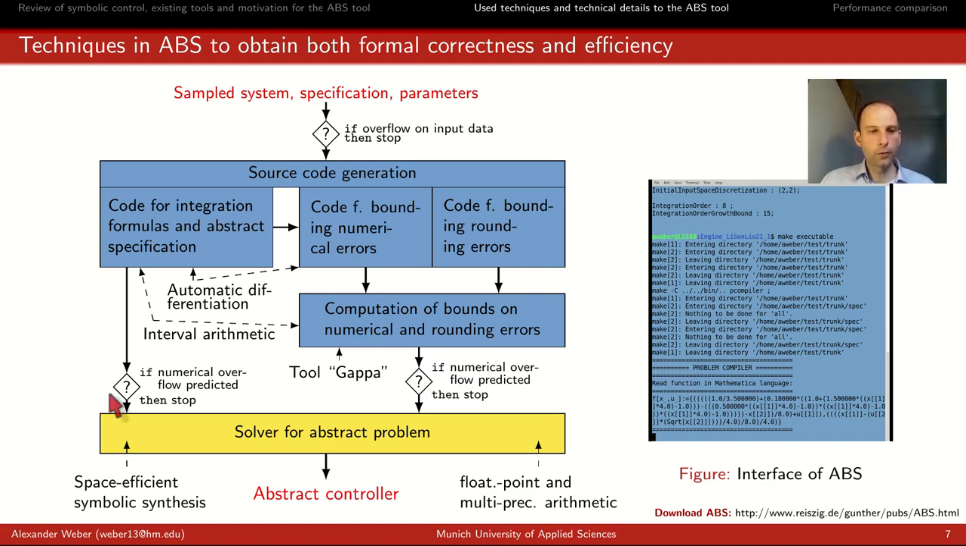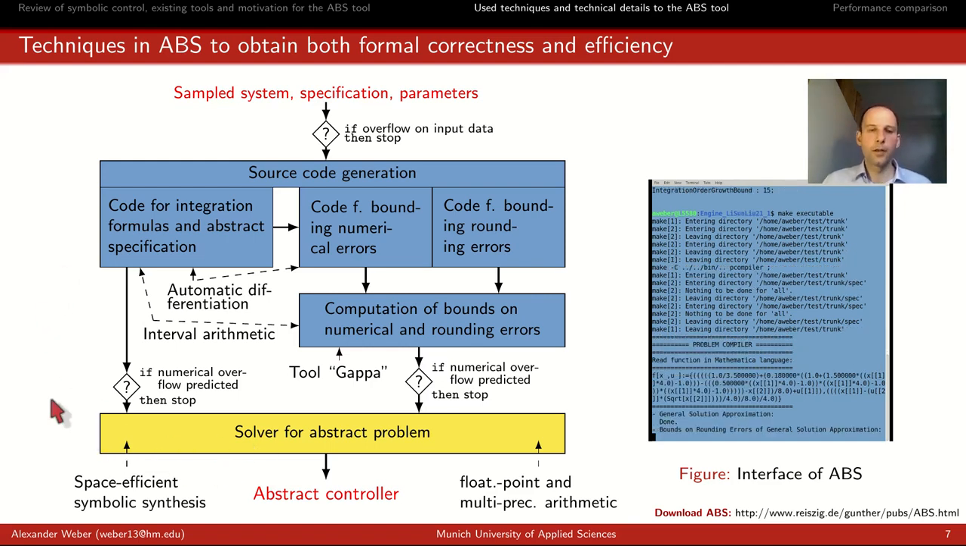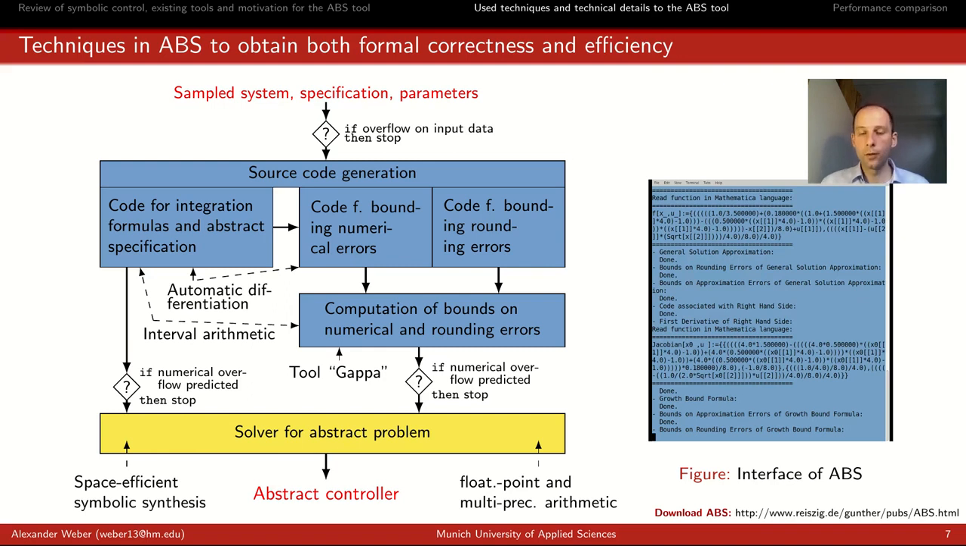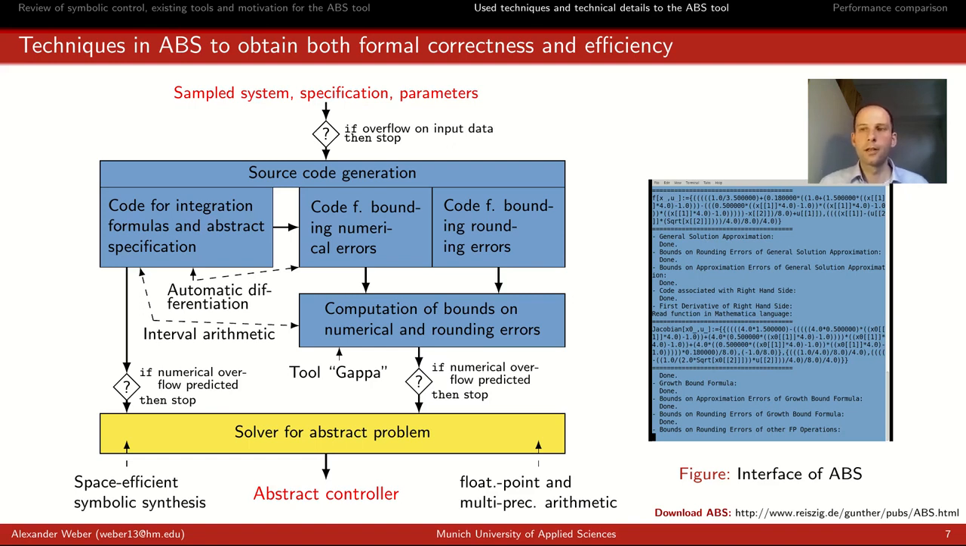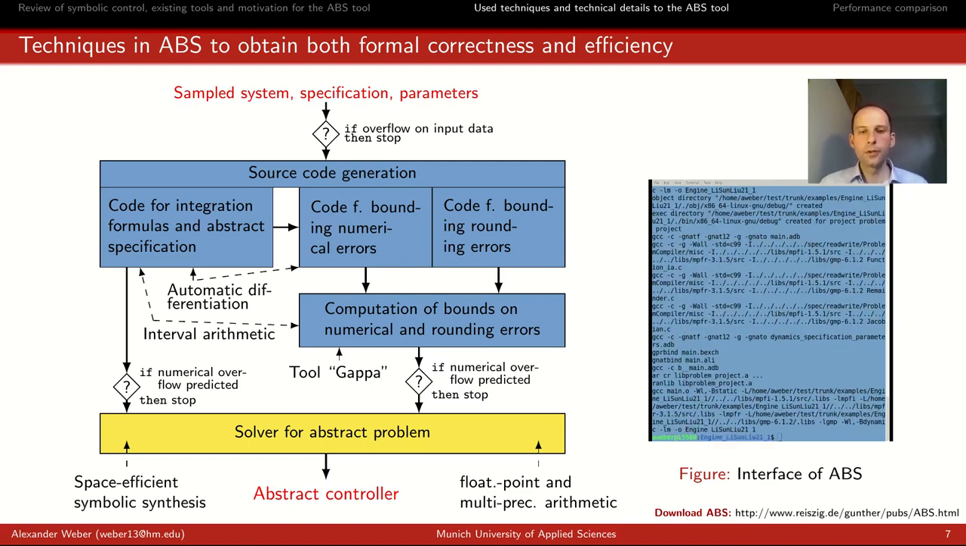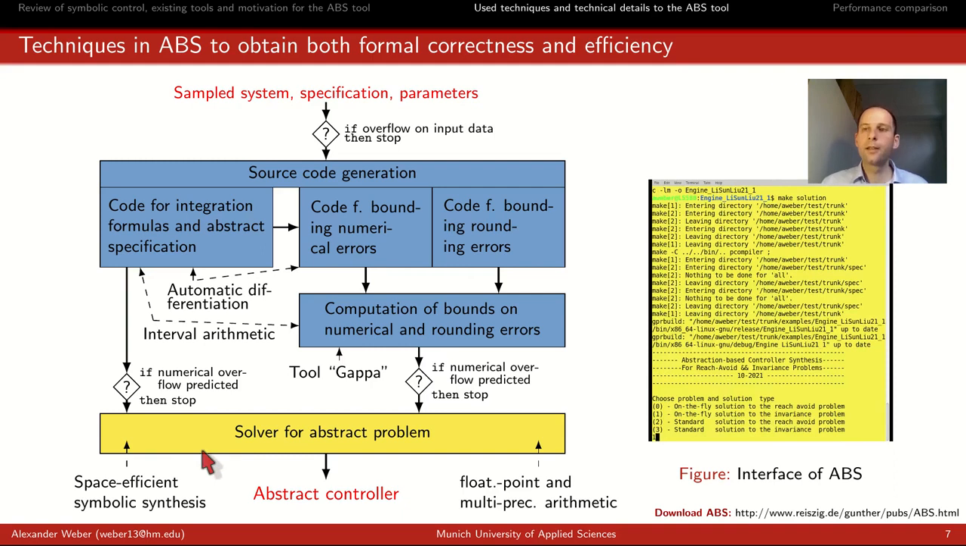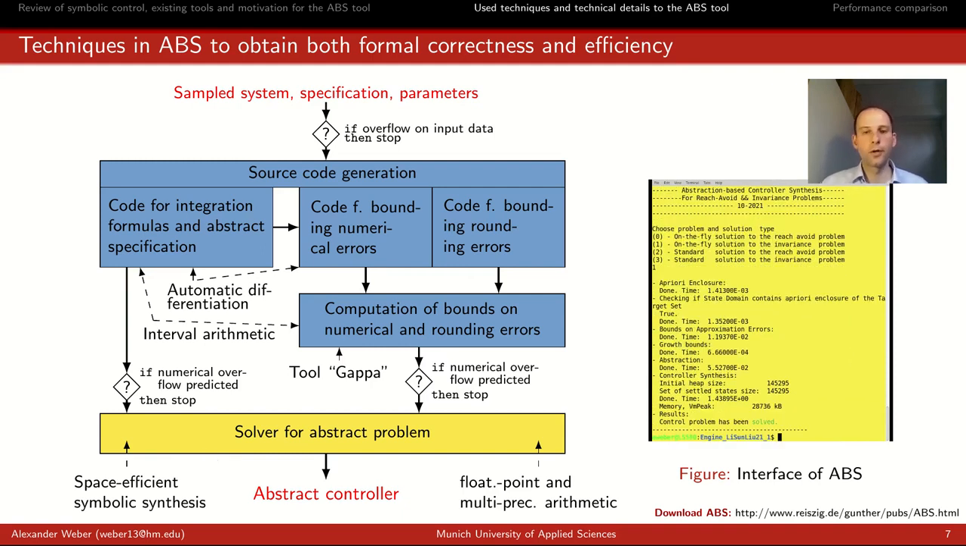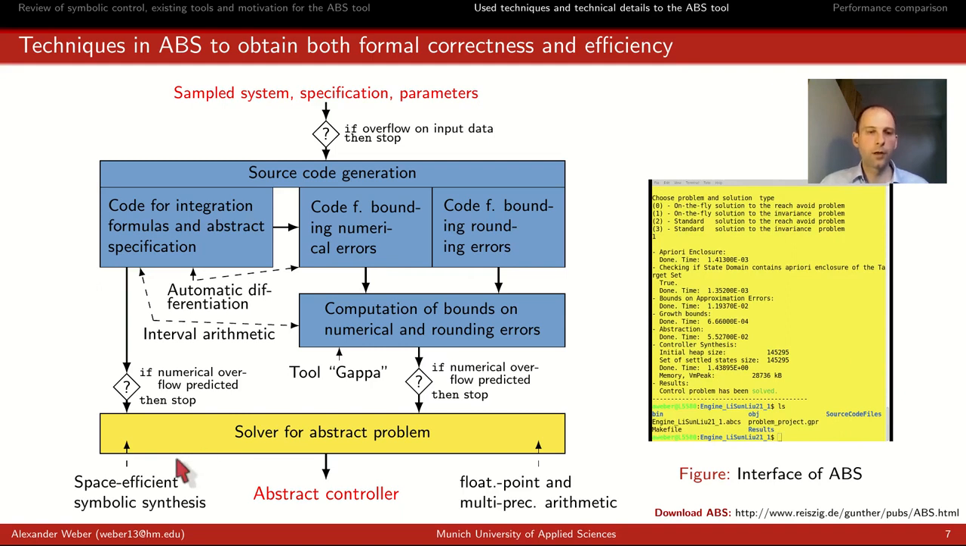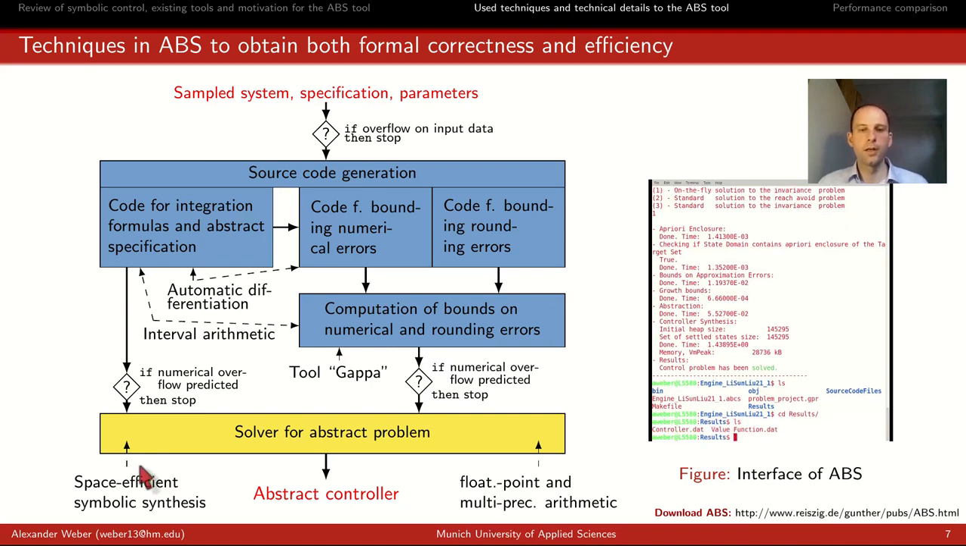First of all, I want to discuss the yellow part here, in which the actual problem is solved. So here is the synthesis algorithm inside. This part relies almost entirely on floating point arithmetic, just as most of the other tools for symbolic control. By using floating point arithmetic here, we can retain the efficiency in terms of runtime of the overall computation. And also in this block are the space efficient synthesis methods that I mentioned before.